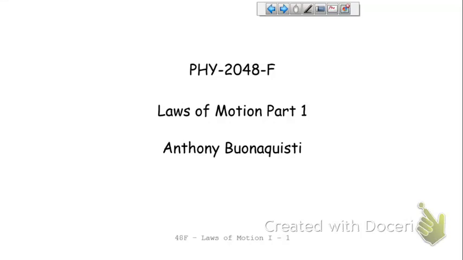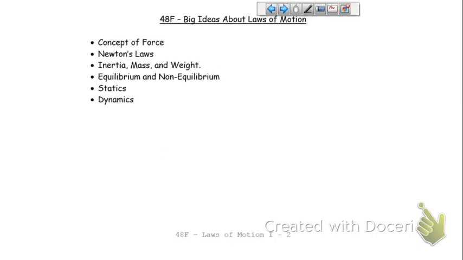So welcome. We're going to talk about the laws of motion today. Basically, the laws of motion are all about Newton's laws. We're going to begin with the concept of force, talk about Newton's laws about force, and clear up some confusion about inertia, mass and weight.